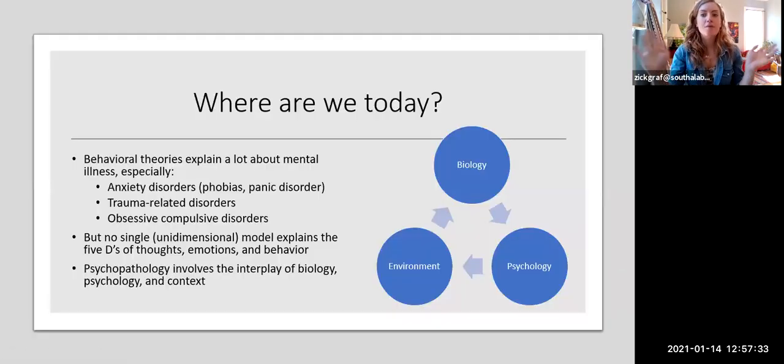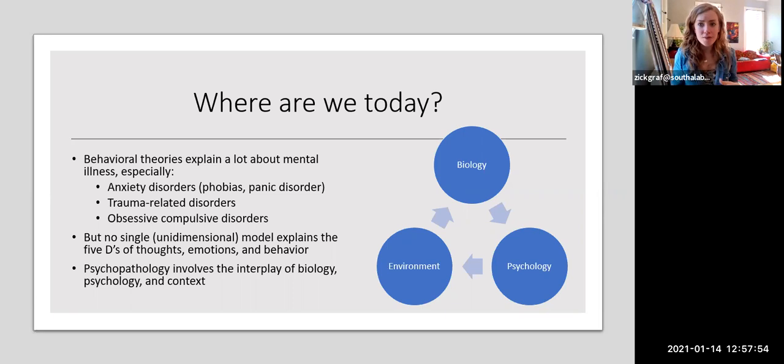Okay, so summarizing things, wrapping it up. Even though behaviorism explains a lot, especially about anxiety disorders and things like phobias and panic disorder, but also trauma-related disorders, obsessive compulsive disorder, it still doesn't explain absolutely everything about abnormal thought, emotion, and behavior.